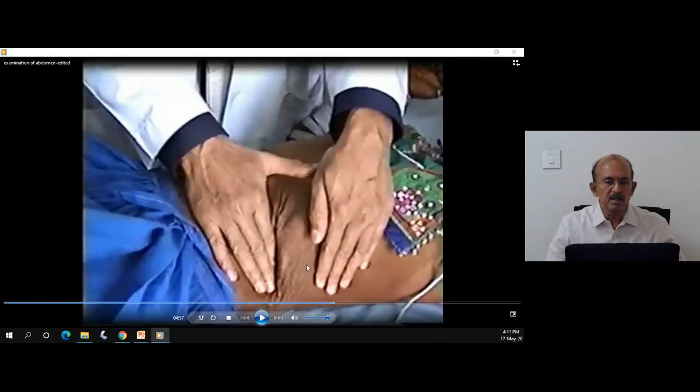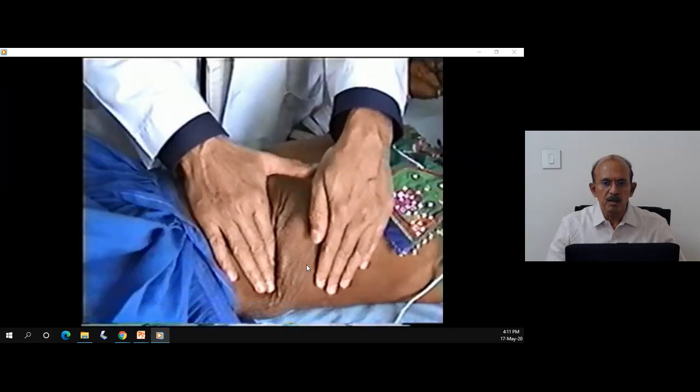Normal spleen is not palpable. For a spleen to be palpable, how much enlargement should it have? Tell me. Double. Yes, it is said that the spleen should be at least double the size. Nearly 2 times, not exactly 2 times. You are right.